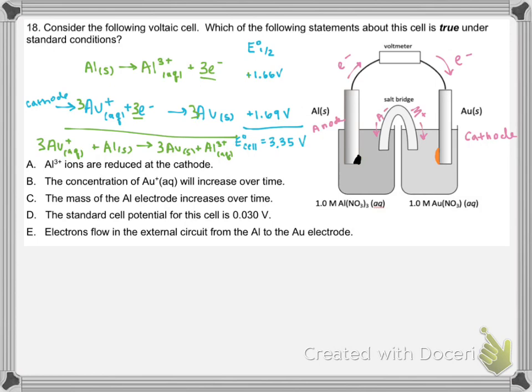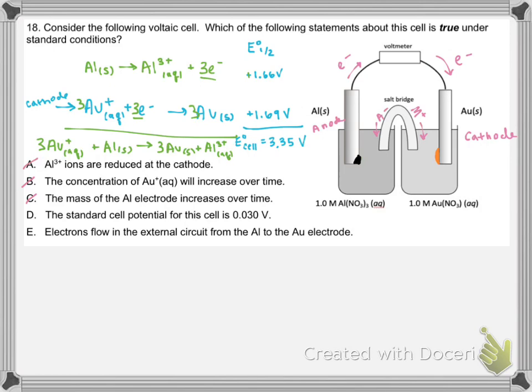In answer choice A, they say aluminum ions are reduced at the cathode. That's false. B, the concentration of gold ions will increase over time. That's false because we're using up those gold ions to make more gold solid. C, the mass of the aluminum electrode increases over time. That's false. We're dissolving it and making more aluminum ions, so it would actually get lighter.